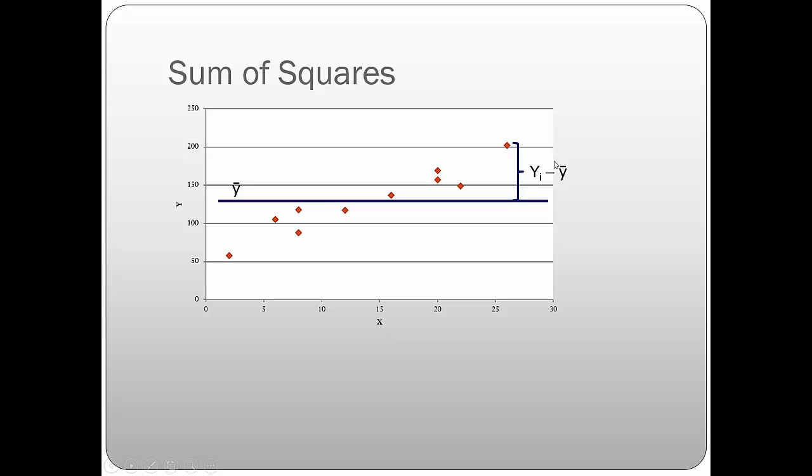Now if we take the error and square it, because some of them will be positive, some of them will be negative, square it and add all of them up, all the y minus y bars, then what we get is SST, the total sum of squares.